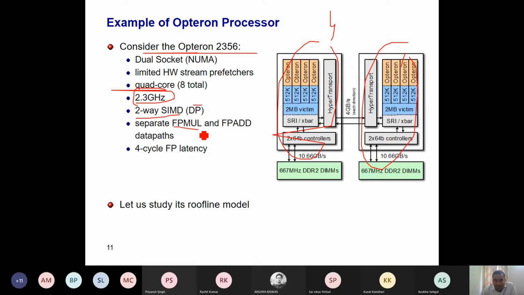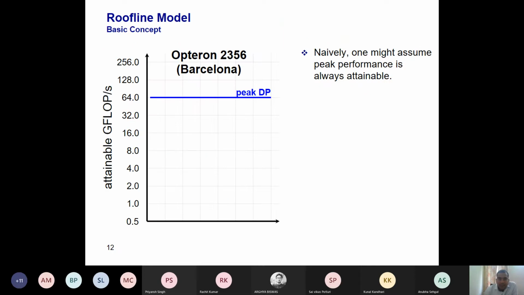Now it has FPMUL, which means floating point multiplication, and this is floating point addition. So it has a separate data path for floating point multiplication and floating point addition. And every floating point operation has a 4 cycle latency. If you could not understand all that, that's not so important. We will understand the more important point just now. Here we've written the specifications of the Opteron. Now we'll see how each of them is important to achieve the peak performance. It has a peak double precision performance of 64 gigaflops.